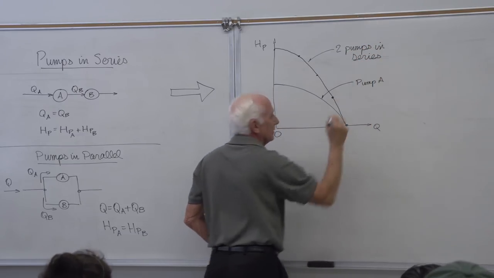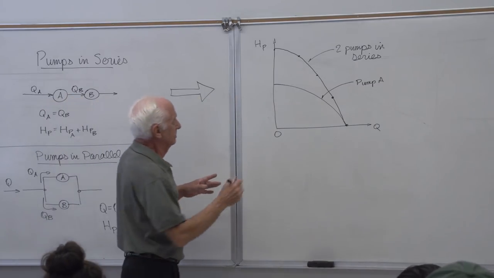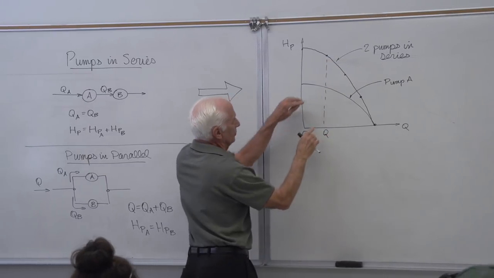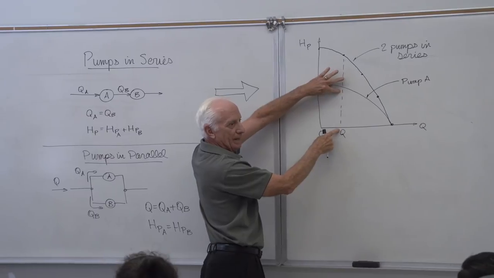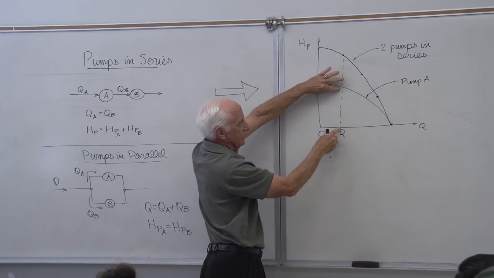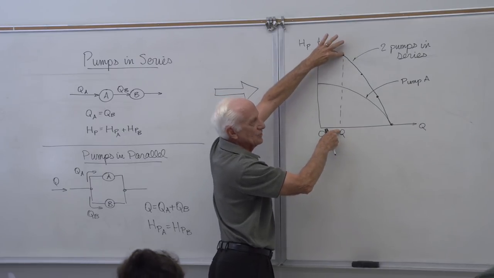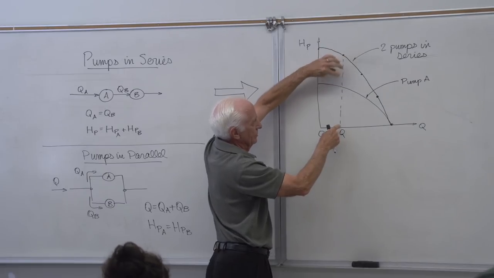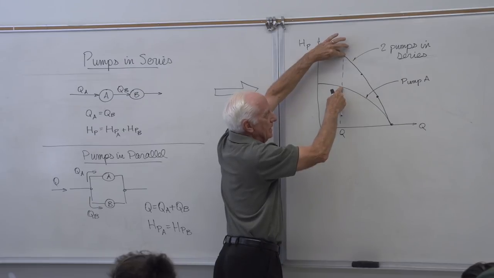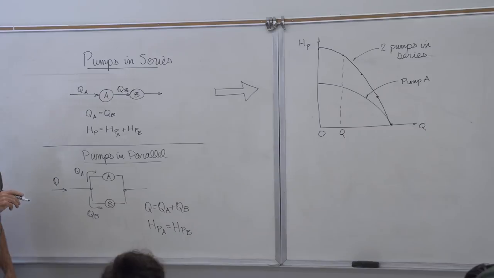How do we do it again? Okay. You choose arbitrarily a flow rate Q. You take the head of one pump at that flow rate Q. Let's say the head is 10 meters. Add it: 10 plus 10 is 20. That's 20 up there. So you take the head for one pump, and you add it for two identical pumps. That's how you construct the curve for our two pumps in series.